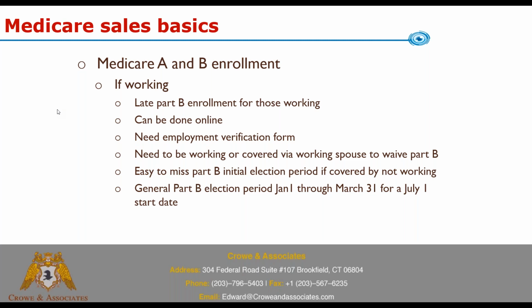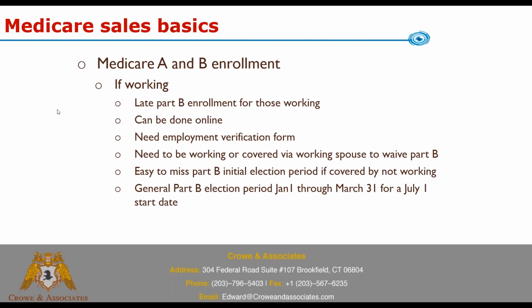But let's say that person is, so anyway, to go back for a minute, the two ways they can waive Part B is if they're working and getting coverage through work, or if they're getting coverage through an employed spouse. Well, what if that person stops working, or they stop getting coverage through work and they're 67 years old and they want Part B now?